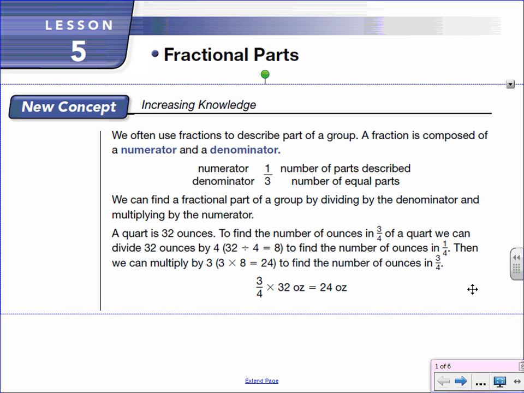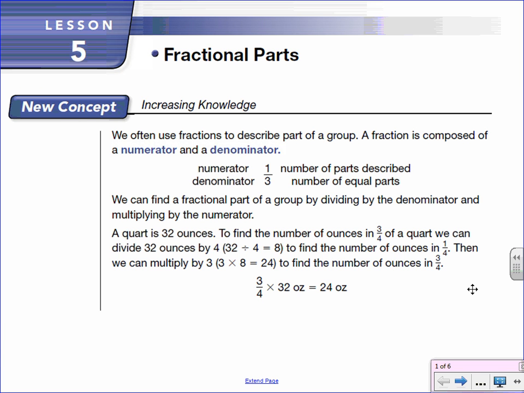A quart is 32 ounces. To find the number of ounces in 3/4 of a quart, we can divide 32 by 4. 32 divided by 4 is 8, and that finds the number of ounces in 1/4. So 1/4 of a quart is 8 ounces. Then we can multiply by 3. 3 times 8 is 24 to find the number of ounces in 3/4.